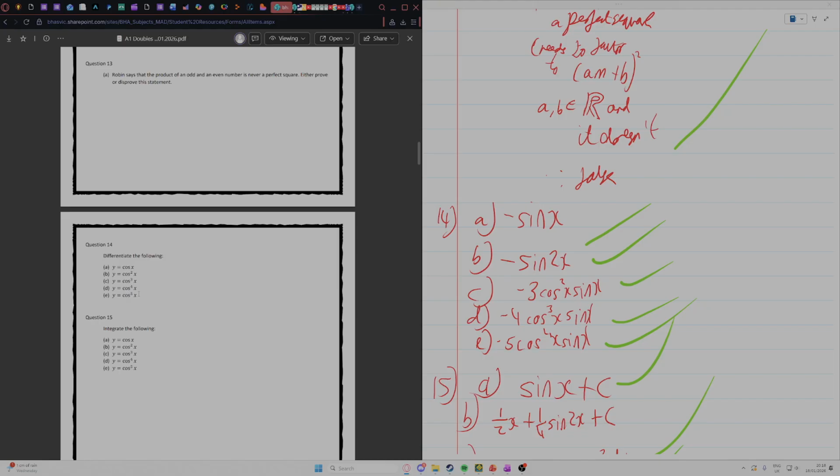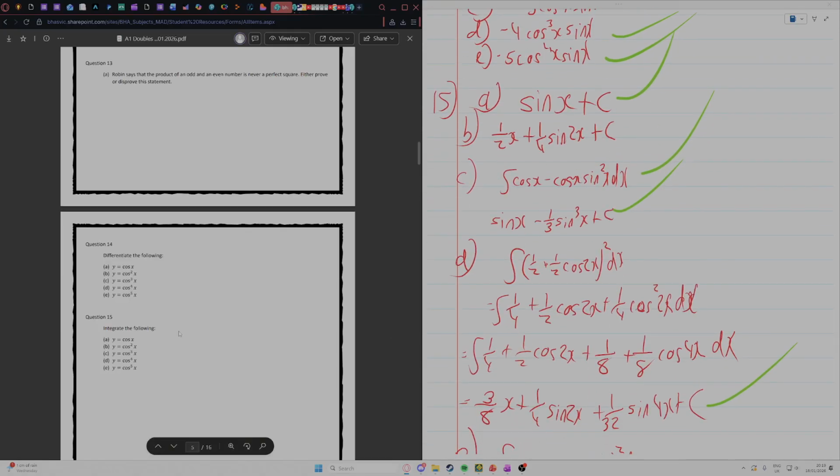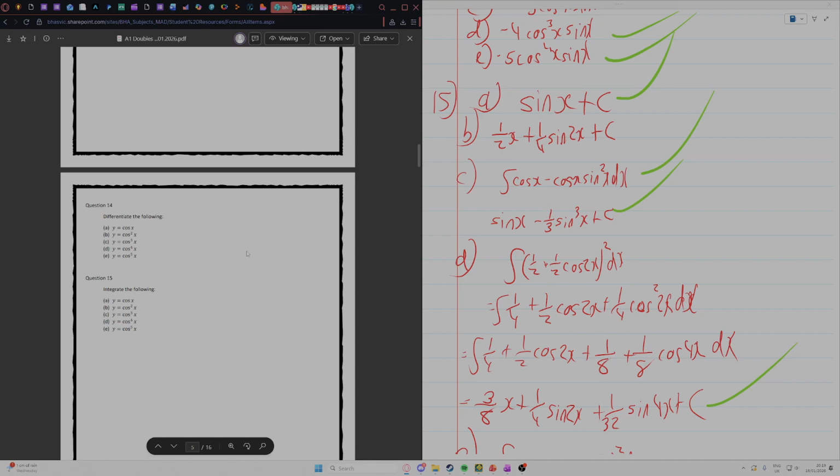Here we have a repetition of what we did in the last assignment, where we were differentiating and integrating all of this. Differentiating is really easy. It's literally the exact same as sine, except the signs and cosines are switched and it's negative. For the integration, again, it's pretty similar. So obviously A is easy. B you just turn into 1 half plus half sine 2x and then integrate.